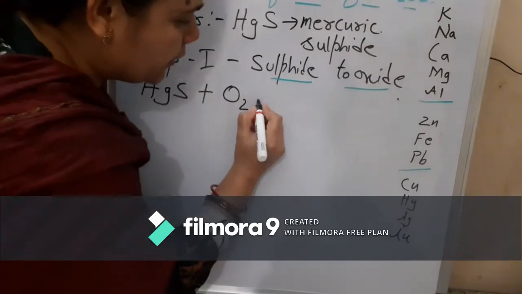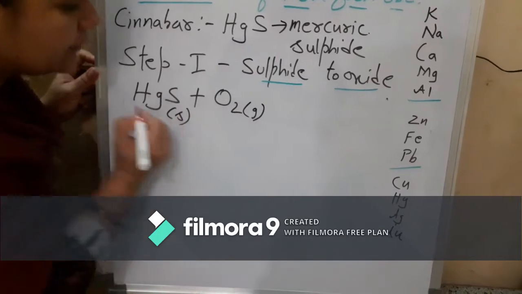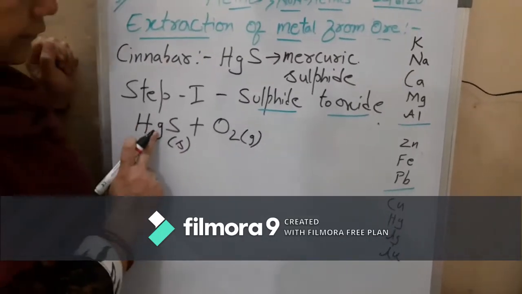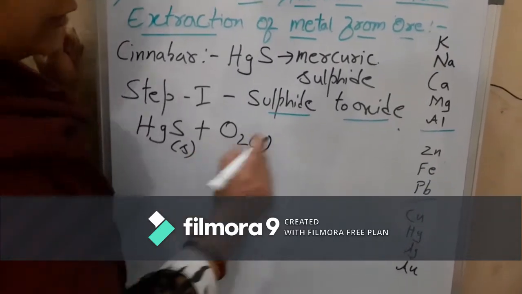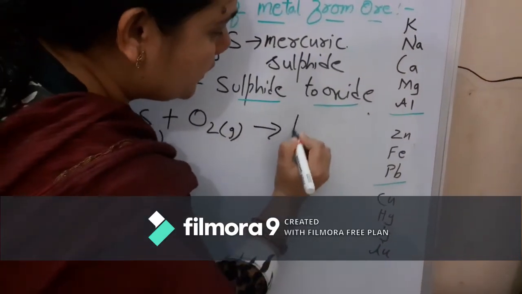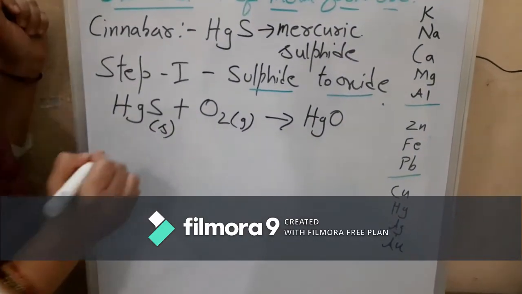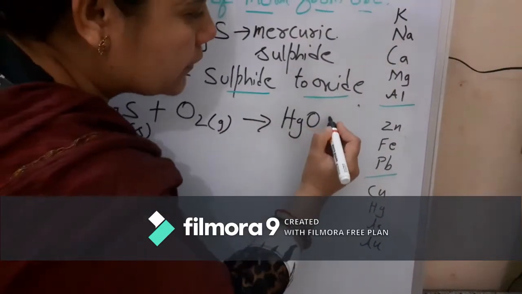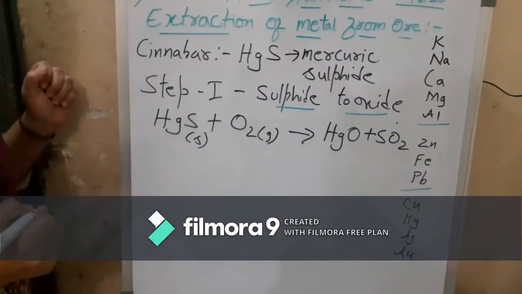So when it is heated, now remember what is the state of oxygen? That is gaseous state, and this is in which state? A solid state. So sulfide ore or cinnabar, when it is strongly heated in presence of oxygen, it results in the formation of mercuric oxide, liberating a gas called sulfur dioxide.